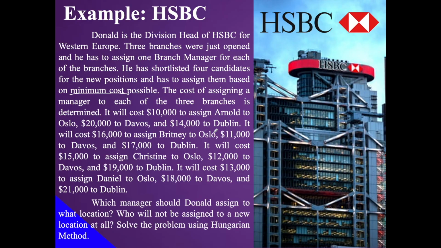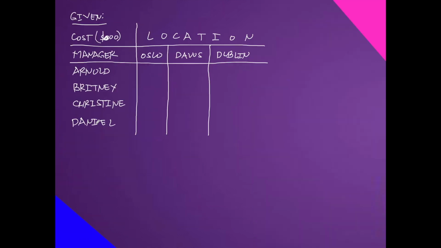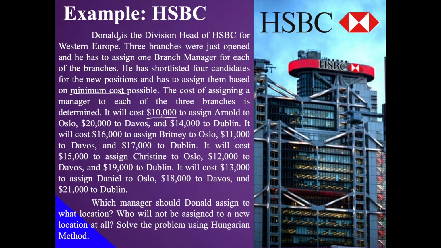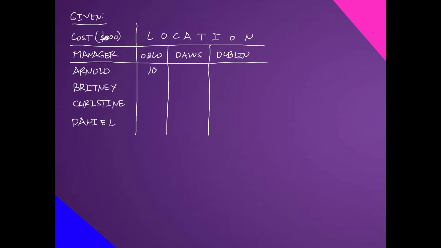So, let's check. First, Arnold. So, it will cost 10,000 to assign Arnold to Oslo. So, we have Arnold to Oslo 10. Will not be going to have the 1,000, the 30 dahil dito nakalagay na siya, no, para mas maikli. Ito yung purpose nun. And 20,000 to Davos, 14,000 to Dublin. So, 20 here. Then, dito naman, we have 14.